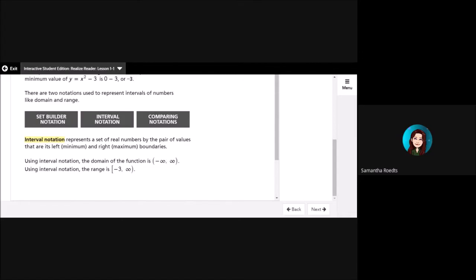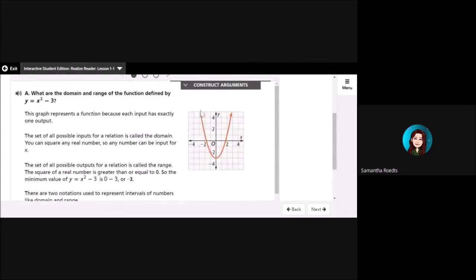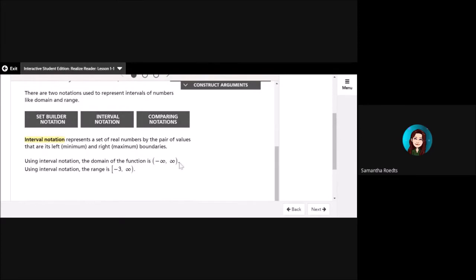Using interval notation, the domain of the function is negative infinity to infinity. So looking at this graph right here, if I were to continue these lines, they would continue going further and further out on the x values, both positive and negative, which is where we get our domain of negative infinity to infinity. Using interval notation, the range is [-3, infinity).